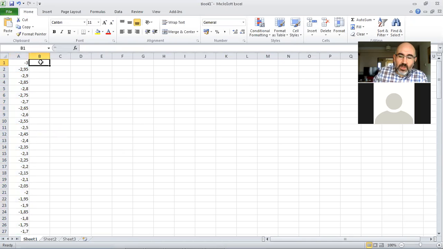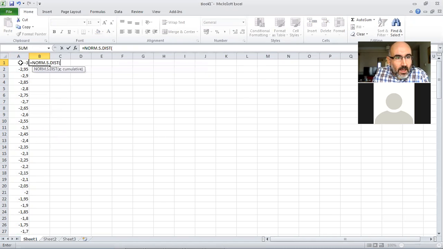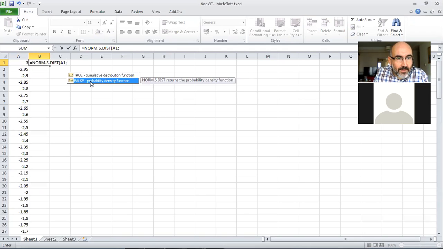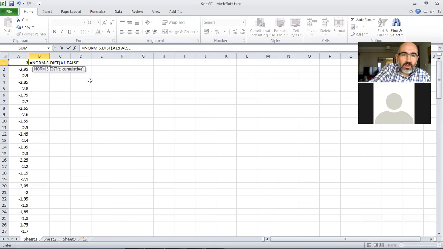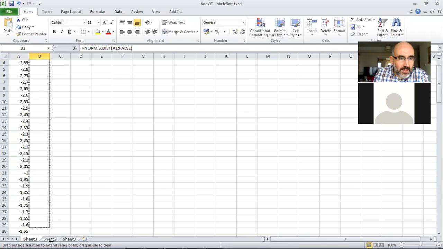One of the functions we can use is norm, and you can see a variety of functions here, but norm.s is the standard normal. So the probability of the standard normal being less than -3. I'm going to set the cumulative option here. Normally, if you ignore it, it will give you the distribution function. I'm going to make it false this time, because I want to give you a feeling of what the density looks like. So this is a density now.